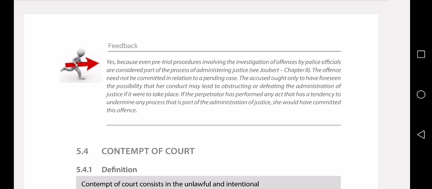If the perpetrator has performed any act that has a tendency to undermine any process that is part of the administration of justice, she would have committed this offense.